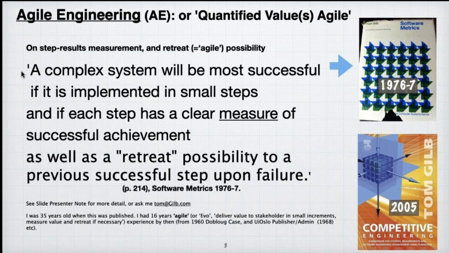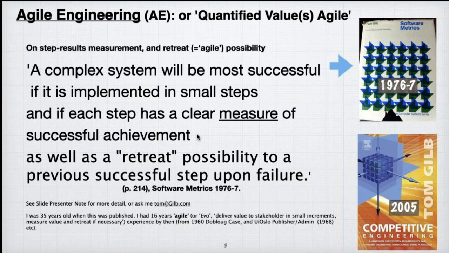Non-trivial systems, systems that people tend to get wrong, run over budget, have terrible problems with, those systems. A complex system will be most successful if it is implemented in small steps. And mind you, this was the Big Bang waterfall era, okay? And if each step has a clear measure of successful achievement. So in other words, success is quantified and we're measuring that we're moving towards that success incrementally.